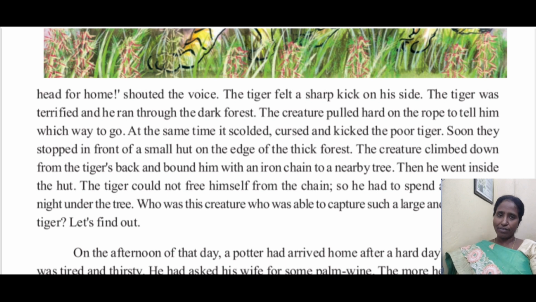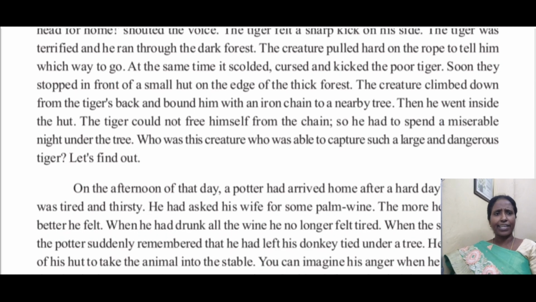Soon they stopped in front of a small hut on the edge of the thick forest. So this person started riding on the tiger, and at last stopped him in front of a small hut. The creature climbed down from the tiger's back and bound him with an iron chain to a nearby tree. That creature tied him to a tree. Then he went inside the hut. The tiger could not free himself from the chain, so he had to spend a miserable night under the tree. The whole night, on the rainy night, the tiger was under the tree only.